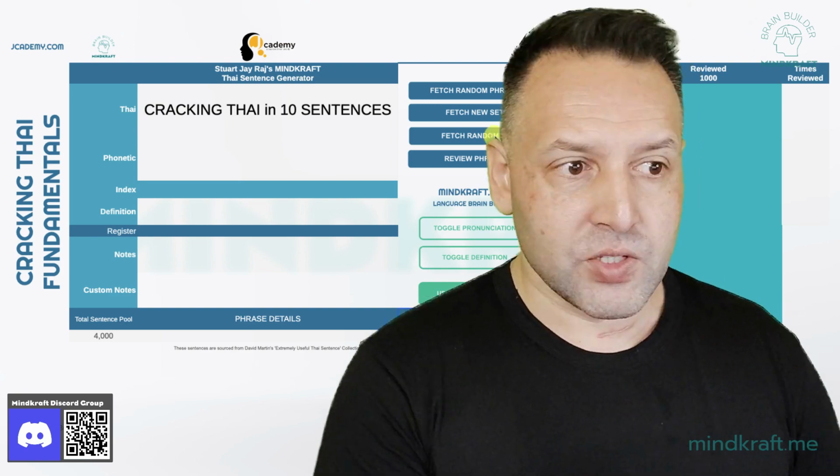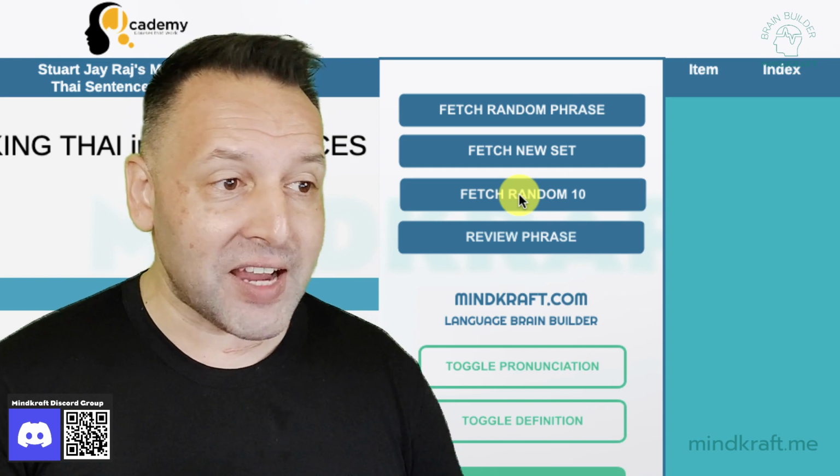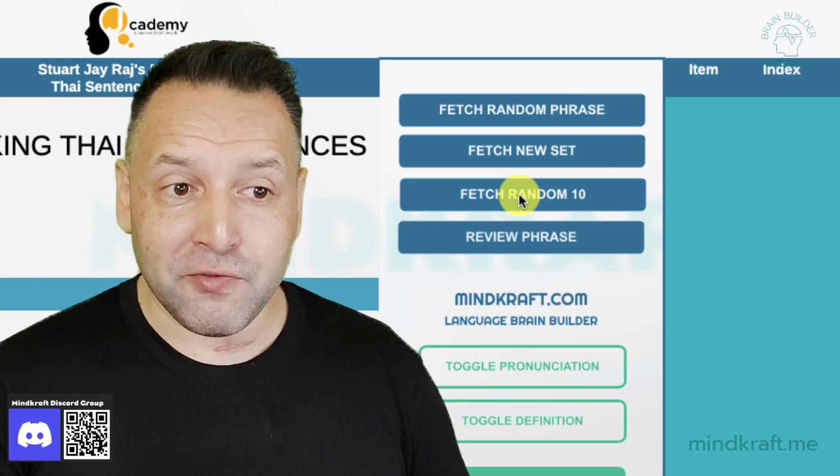Let's get started. So I'm going to click here, fetch random 10 sentences. It's generating them up here. You should see them feeding in here.